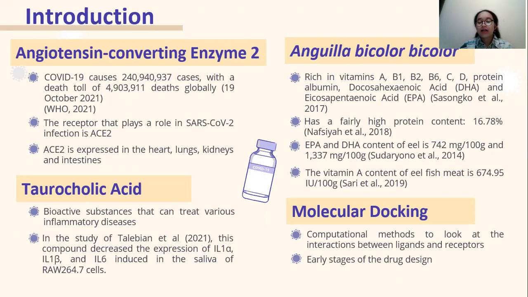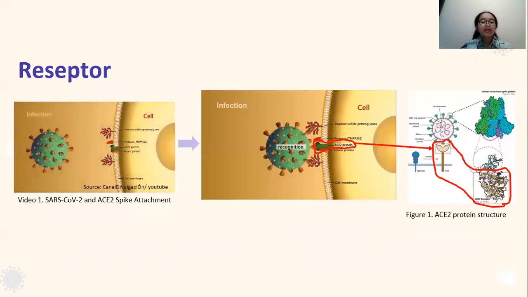Anguilla bicolor is a fish that is rich in nutritional content, but the other great potential possessed by this fish has not been widely exposed. So this study aims to see the potential of taurocholic acid obtained from Anguilla bicolor using molecular docking analysis. Here is a simple animation of how the SARS-CoV-2 and ACE2 attach with each other in human cells.